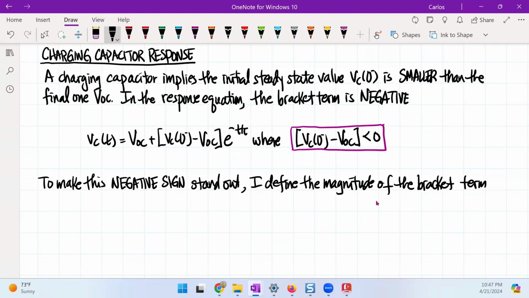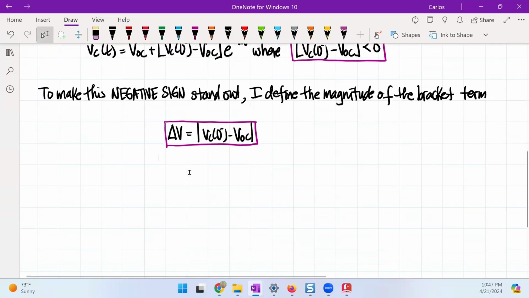So when I define that, I'm going to say that delta V is the absolute value of Vc of 0 minus VOC. So what you're seeing is that this term is always a positive term. Delta V is the difference between the initial and the final steady state values. So what?